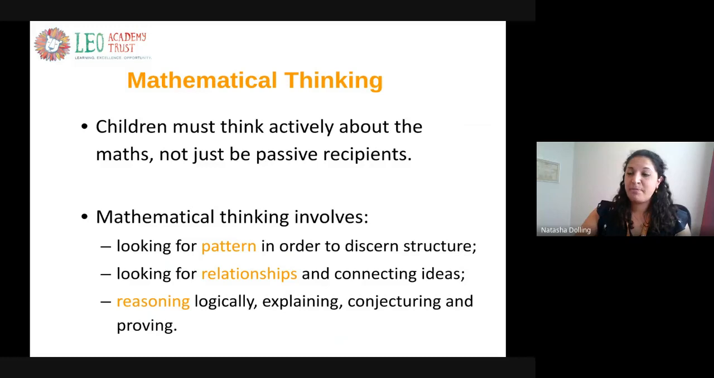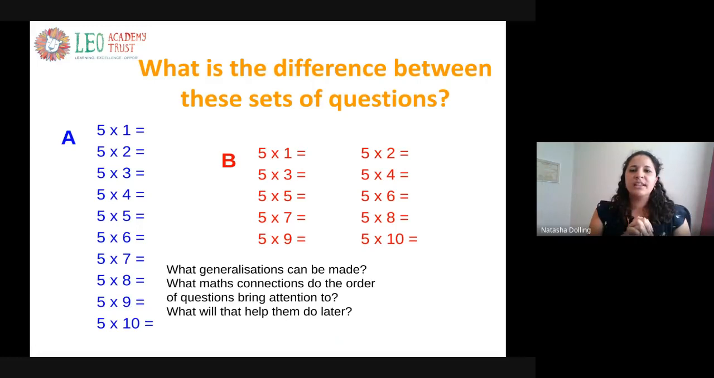They need to be looking for patterns in order to discern these structures, looking for relationships and connecting ideas, and then reasoning with it. I've got, again, an example which I hope illustrates this much clearer for you at home or at school or wherever you are. Have a look at the 5 times table. Have a look at set A, have a look at set B. Exactly the same questions in set A, exactly the same questions in set B.